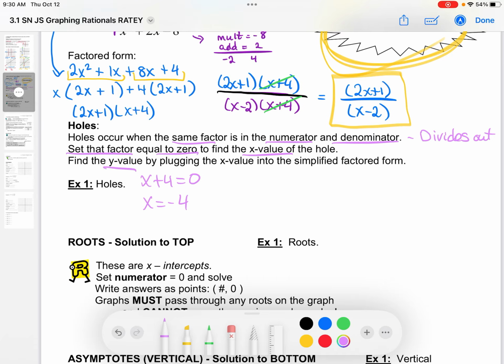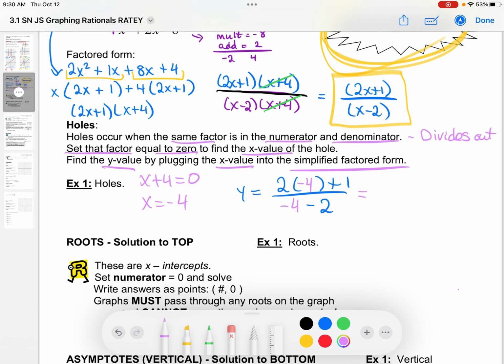The y value will depend on what is in the equation. Okay, so we take this to find its y value. We plug the x value into the simplified factored form. So that simplified factored form is 2x plus 1 over x minus 2. We have the x, it's negative 4, so plug in that negative 4. Once we work that out, we will have our y value.